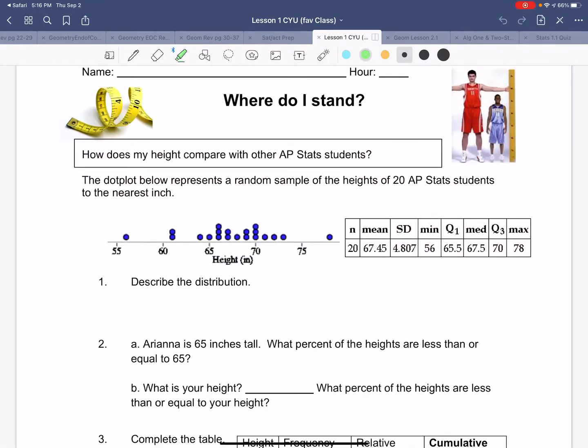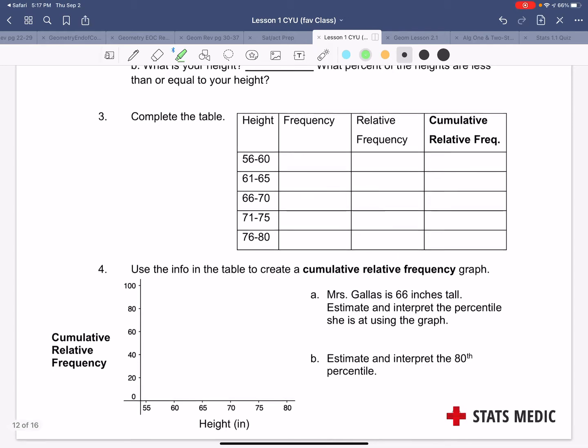Hey guys, this is the lesson that we did. We compared some heights. We described our distribution, SOCV, with our context, right? We found some heights. We learned how to make an ogive graph, which I also call a cheater graph.